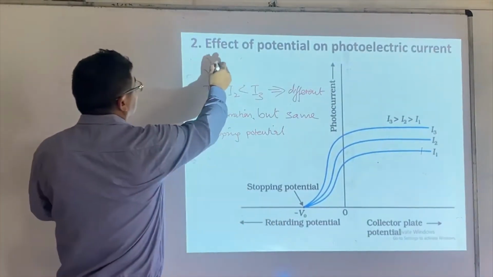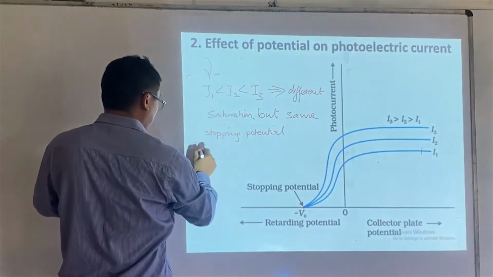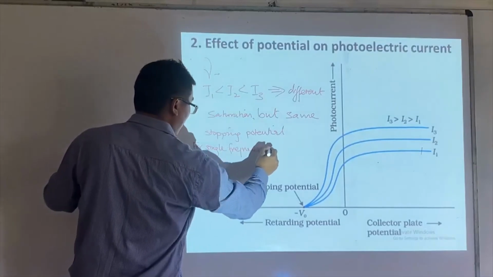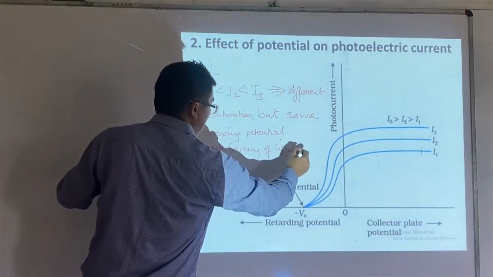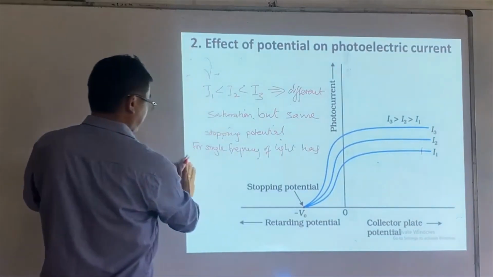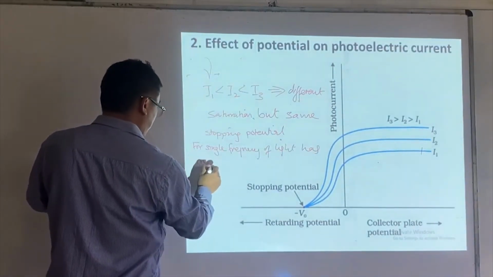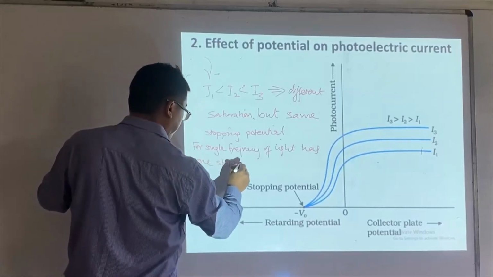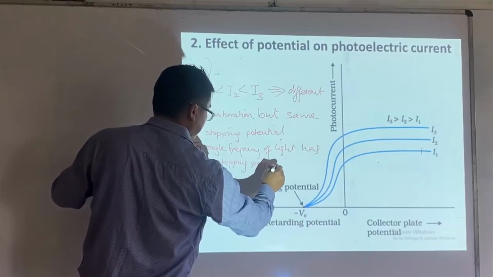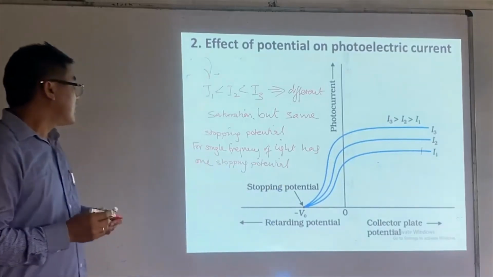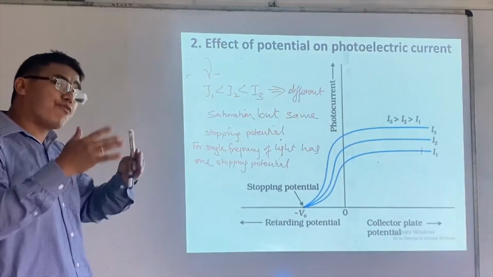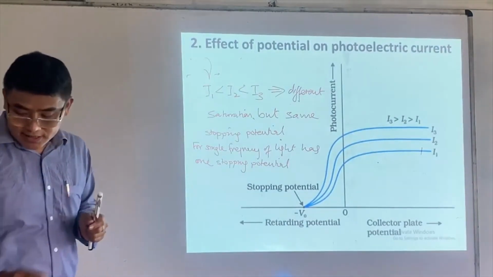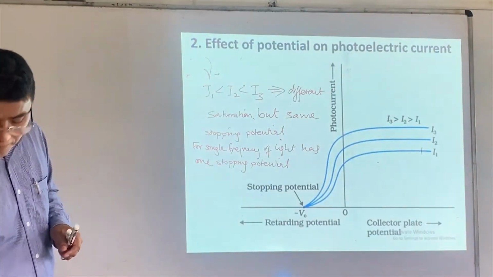So for a single frequency of light, there is one stopping potential, right? A single frequency of light with a different intensity has only a single stopping potential. So this is very important, right?